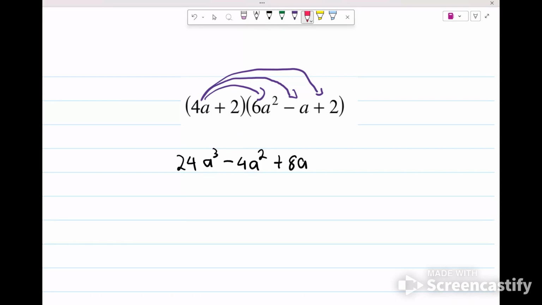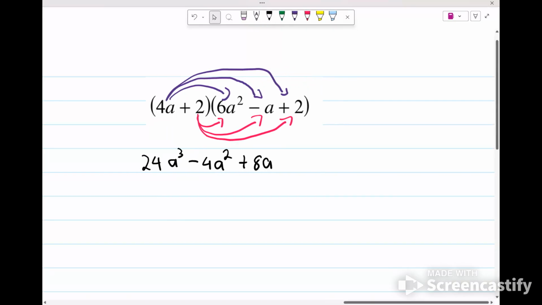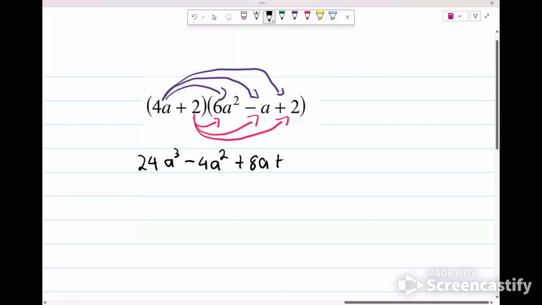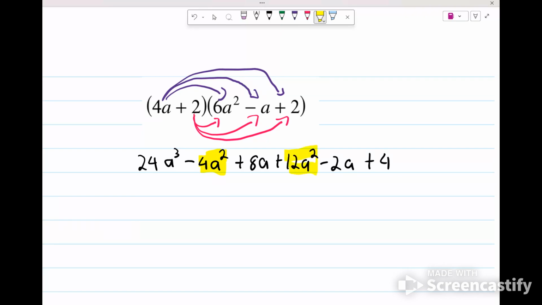And then we do the same thing right here with the constant, multiplying each term. 2 times 6a squared, 2 times negative a, and 2 times 2. So 2 times 6a squared will give us a positive 12a squared. 2 times negative a will give us a negative 2a, and 2 times 2 will just give us 4. Because we want the same terms, some of them are a squared, because of that coefficient, and the other ones will be 8a with negative 2a.